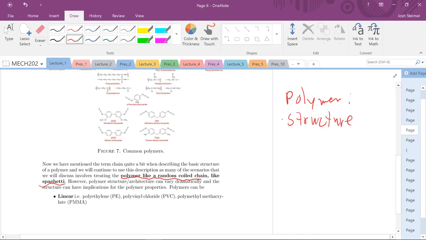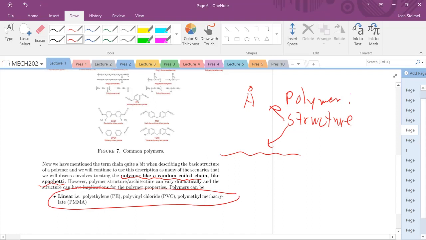So we could look at the atomic, angstrom length scale structure, like the monomer structure, but we could also look at the polymer in general. So is the polymer linear? As we see here, it is linear for polyethylene, PMMA. That's a very common polymer structure, or you'll often even hear the term architecture.